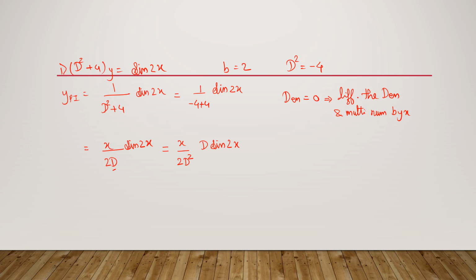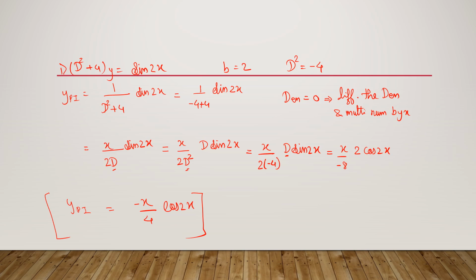So after substituting the value of D² equal to minus 4, we get x upon 2 into minus 4 into D sin 2x. So D is nothing but differentiation. So we get x upon minus 8 and differentiate sin 2x, we get 2 cos 2x. So this 2 gets cancelled and we get the final solution as minus x upon 4 cos of 2x. So this will be the final solution of our given differential equation.